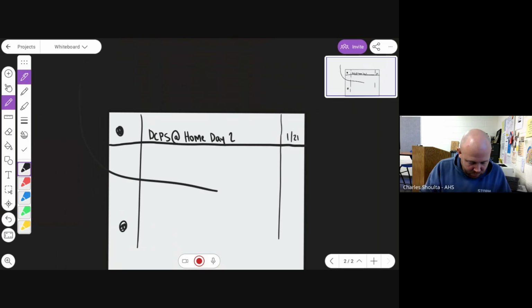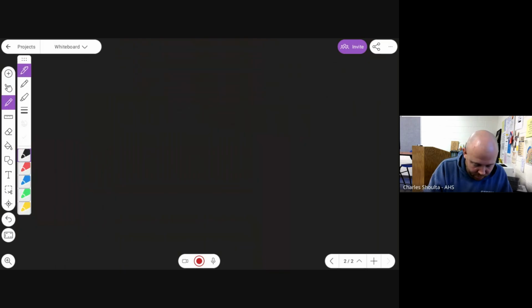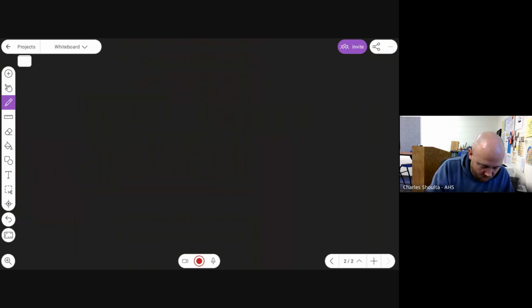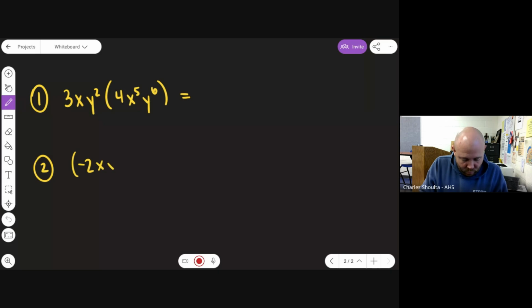Here we go. Problem number 1, 2, and problem 3. We'll just write them all down together. Problem 1 right here: 3x y squared times 4x to the 5th y to the 6th. That's your first problem. If you can do it, go for it. Your second problem is this one right here: -2x y to the 4th, and we're going to raise this to the 4th power. If you can do that problem right now, go for it.